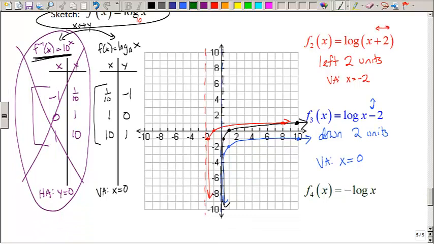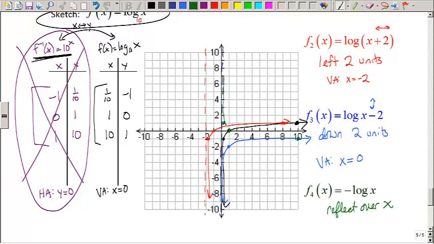On this last problem, I have f of x equals negative, or the opposite of, log x. Negative means it's a reflection. Because it's out in front of the function, that's a reflection over the x-axis. So all of my points are going to be reflected over the x-axis from the original black function. When I reflect over the x-axis, 1/10 comma negative 1 turns into 1/10 comma positive 1. If I reflect 1 comma 0 over the x-axis, it stays put at 1 comma 0. When I reflect 10 comma positive 1 over the x-axis, it becomes 10 comma negative 1.